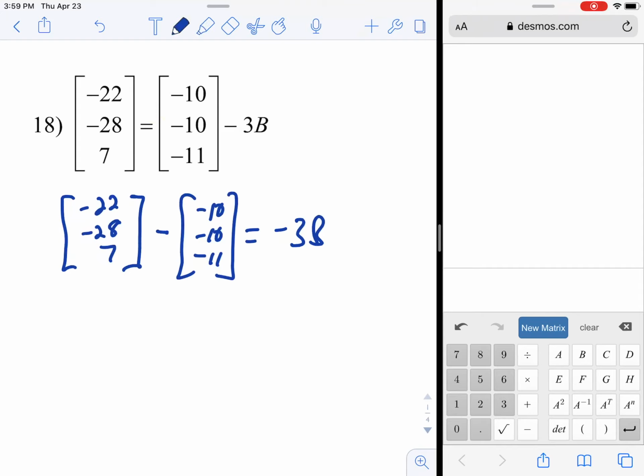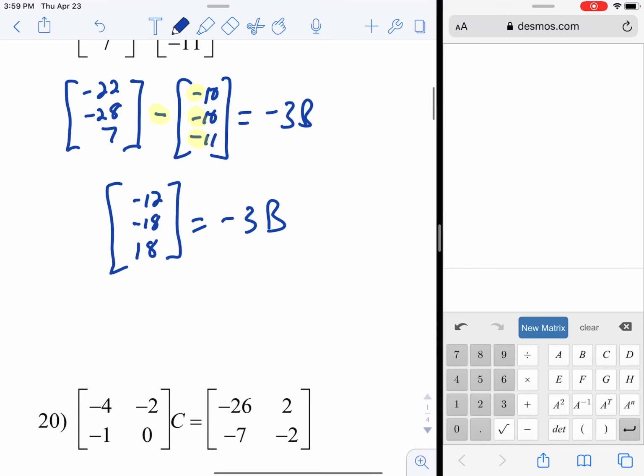Again, you could do this math in the calculator. I'm going to do it without a calculator because minus is plus. So -22 plus 10 is -12. -28 minus again is plus 10. That's -18. 7 minus 11 is plus 11. That's positive 18.